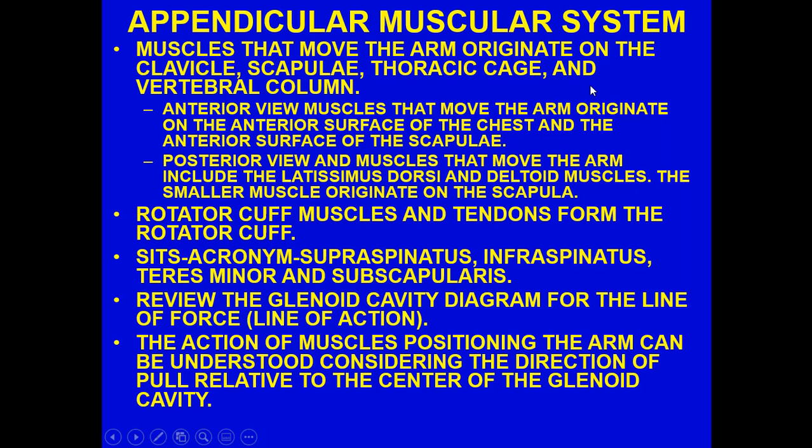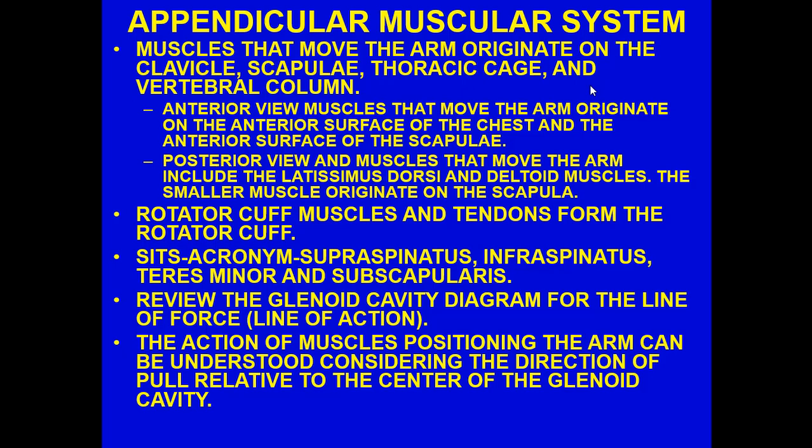Now, muscles that move the arm originate on the clavicle, scapula, thoracic cage, and anterior column. We've been talking about that. We want to make sure that we're clear on a few things, because we're going to start moving into moving that arm, as opposed to just being attached around the shoulder area. The anterior view muscles that move the arm originate from the anterior surface of the chest and the anterior surface of the scapula. The posterior view muscles that move the arm include the latissimus dorsi and the deltoid muscles. The smaller muscles originate on the scapula.